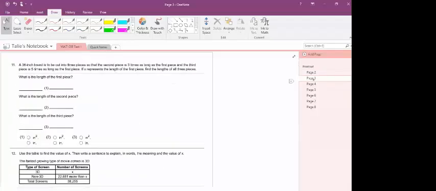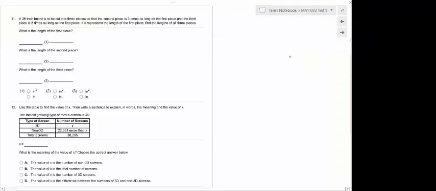Now we're ready for some word problems. Are you guys excited for some word problems? That is normally the response I get when I ask that question, right? People don't get excited for word problems.